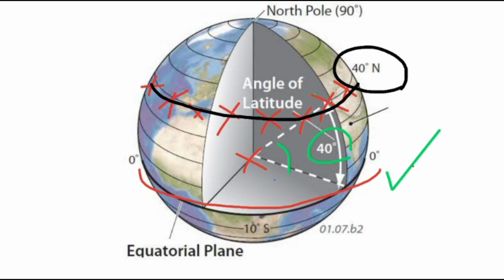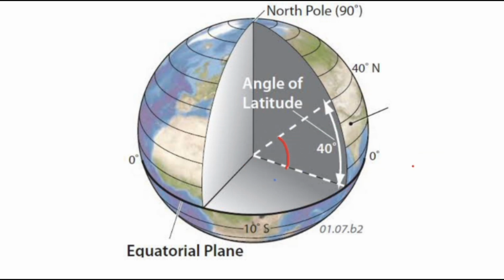40 degree north. Okay, I'll show another one also. That particular angle is called angular latitude, and the line connecting all the points which are at 40 degrees, the line that we just drew, is called a parallel of latitude. This green one.